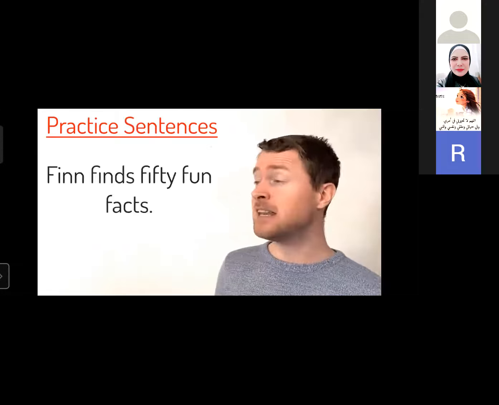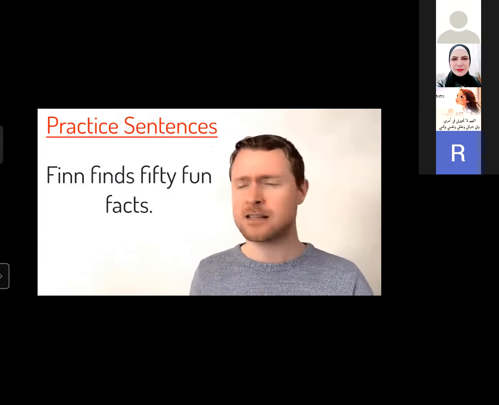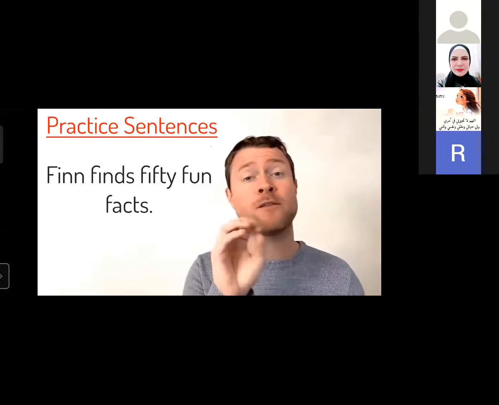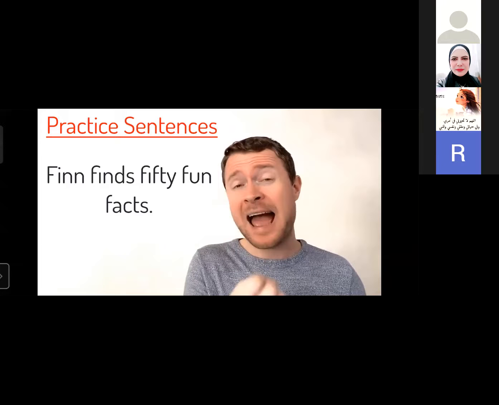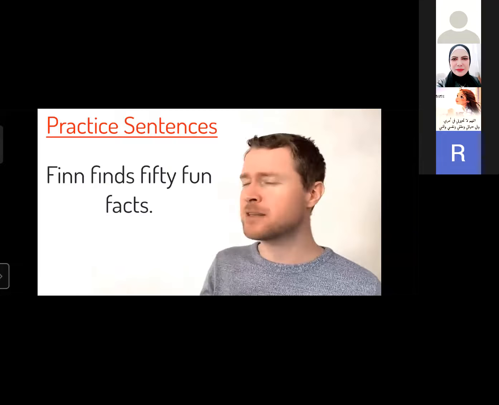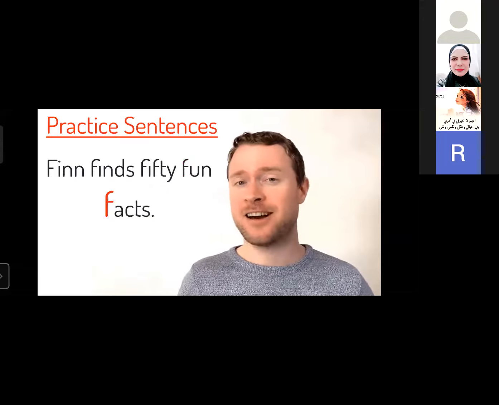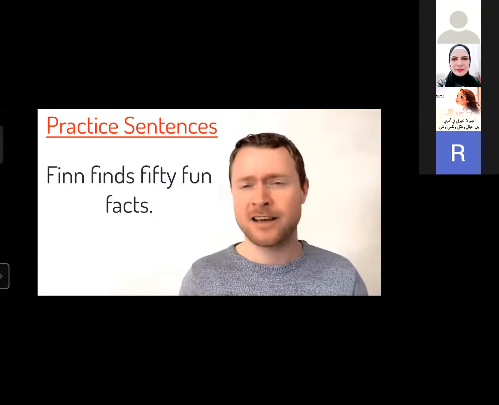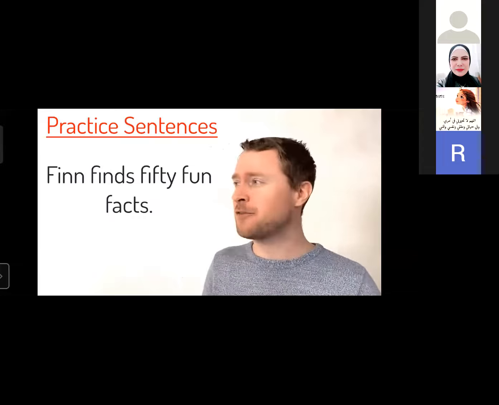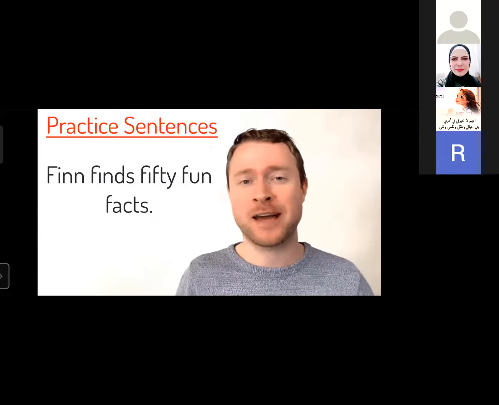Try this sentence. Finn finds 50 fun facts. A good way to make sure that you're pronouncing this is to use your finger and see if you can feel air coming out of your mouth every time you say the letter F. So you should be saying, Finn finds 50 fun facts. Say that as fast as you can. Finn finds 50 fun facts. And you'll find yourself able to pronounce that f really easily if you keep practicing.